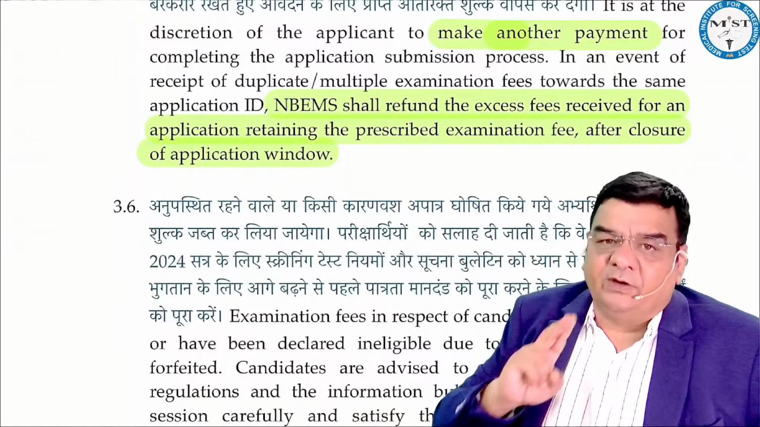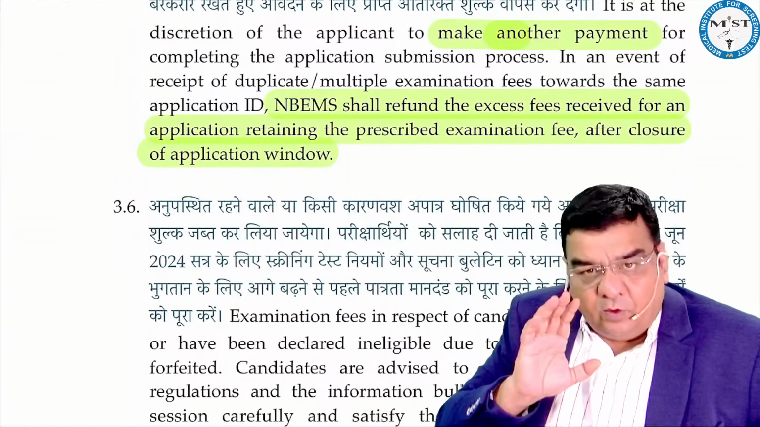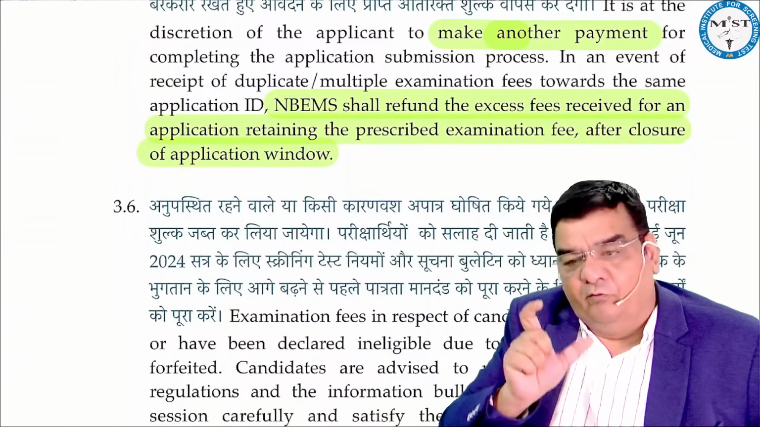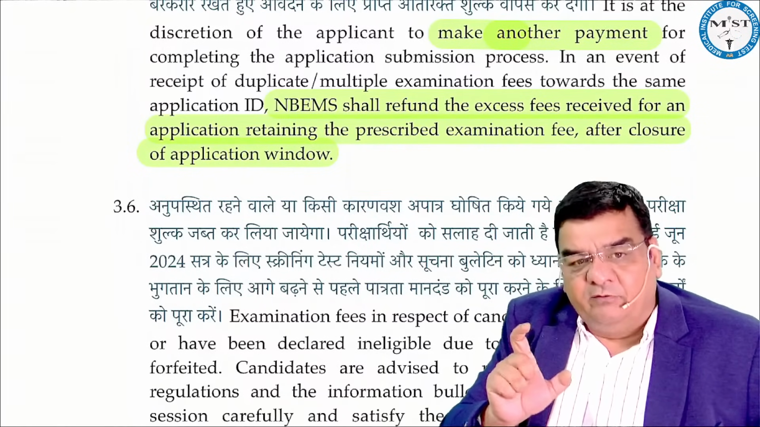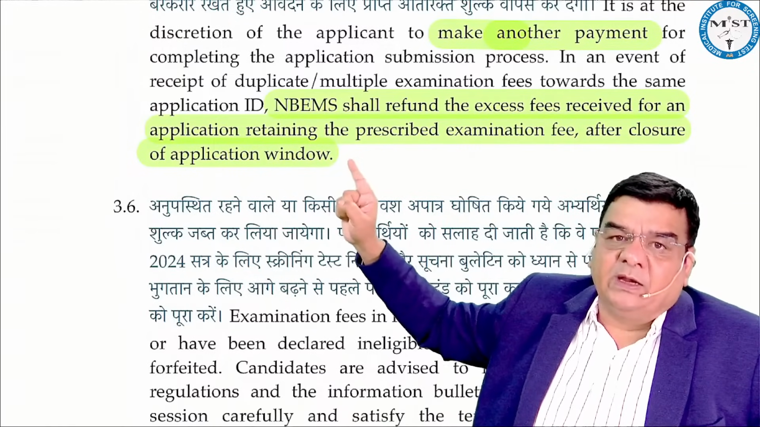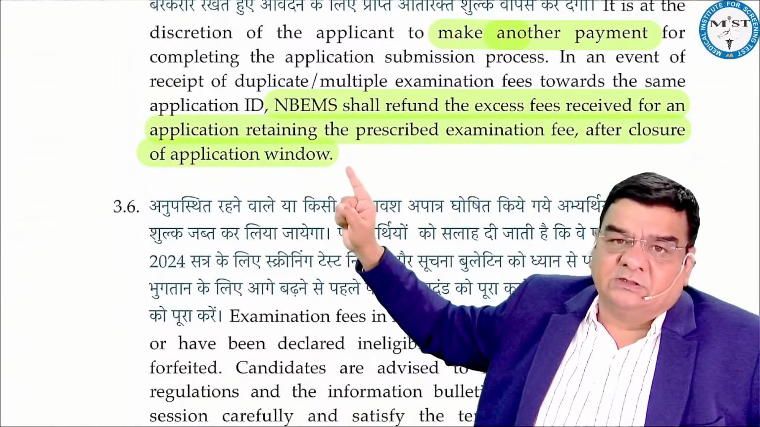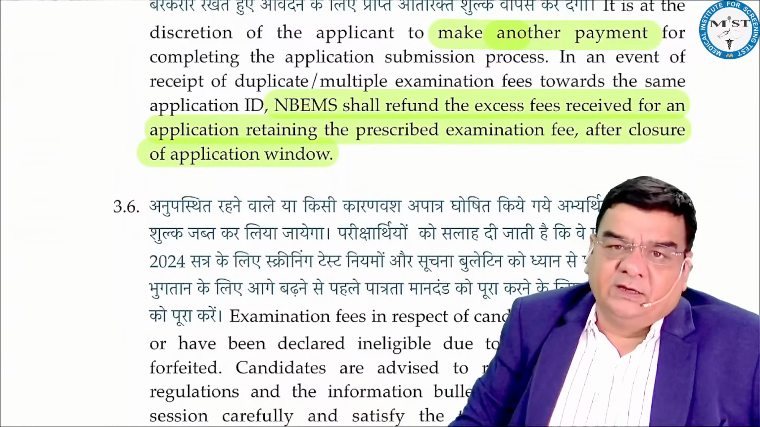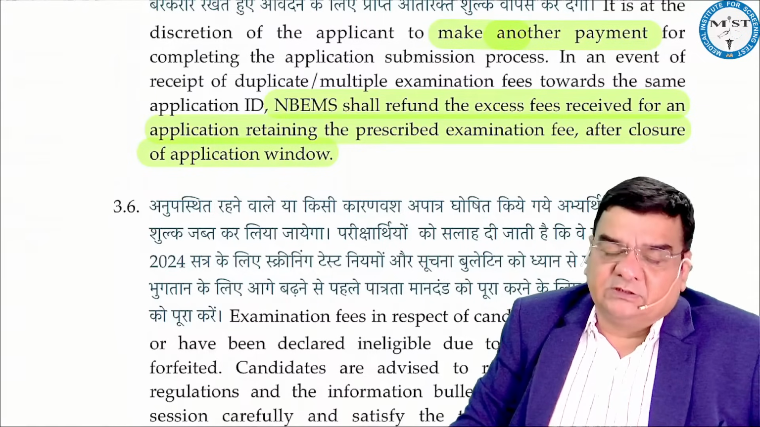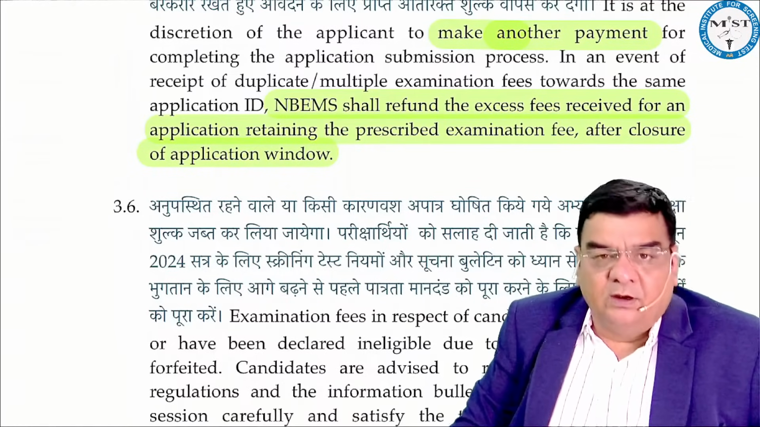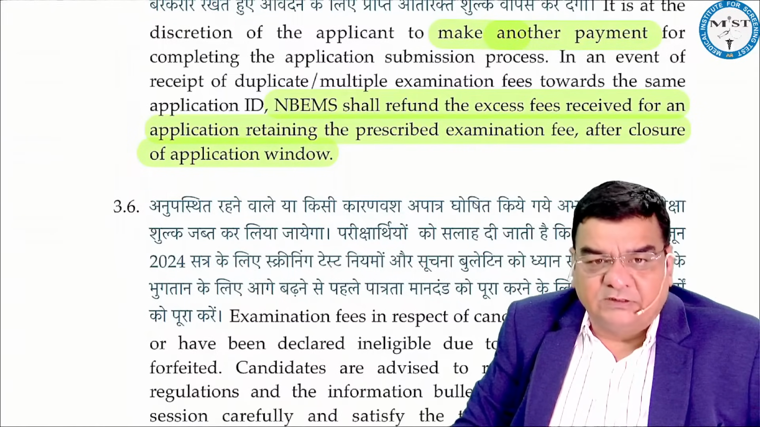That means if you have paid 2 times, then do not panic. NBE will be refunding 1 fee, but they'll be refunding after closure of the application window. That means 20th of May is the last date for applications. So after 20th of May, you will be getting the refund. Till 20th of May, yes, you would have to make that payment maybe 2 times, depending on the situation you are facing. Right?